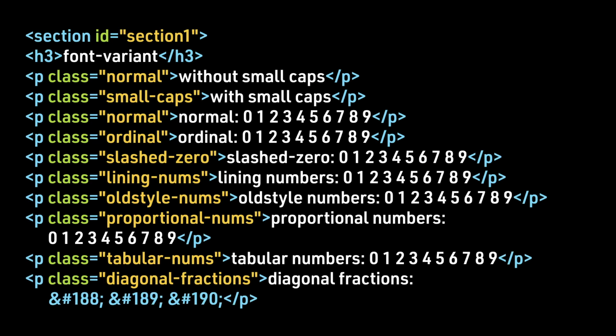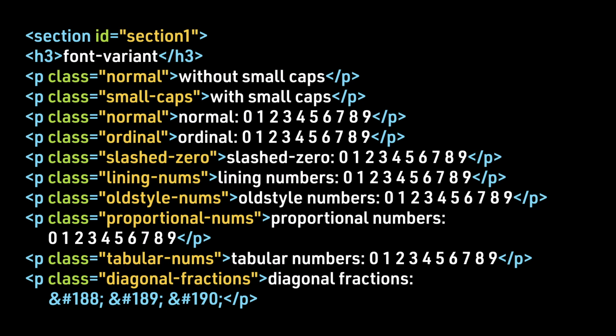Here are some examples. Here's the HTML. We first look at without small caps, then with small caps. Then we'll take a look at the different numbers, starting with normal, ordinal, slashed-zero, lining-nums, oldstyle-nums, proportional-nums, tabular-nums, and diagonal-fractions.